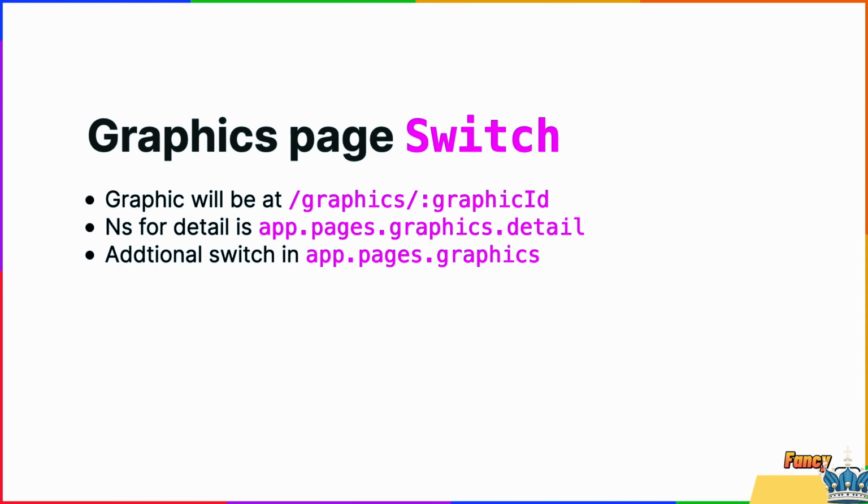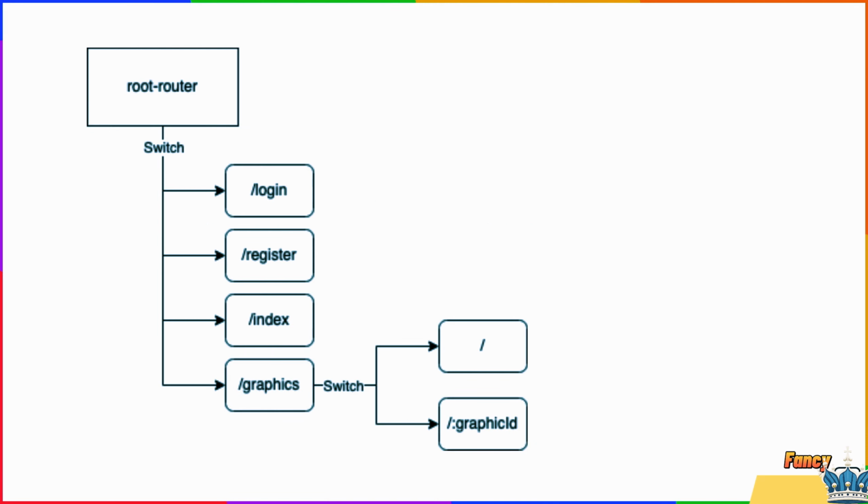The details for a graphic page will be available at the graphics/graphic ID route. As per our app structure, the namespace responsible for this route is app.pages.graphics.detail. We will also need an additional switch component in app.pages.graphics since we need to compose routes as follows. Let's update our app.pages.graphics namespace to accommodate this switch.